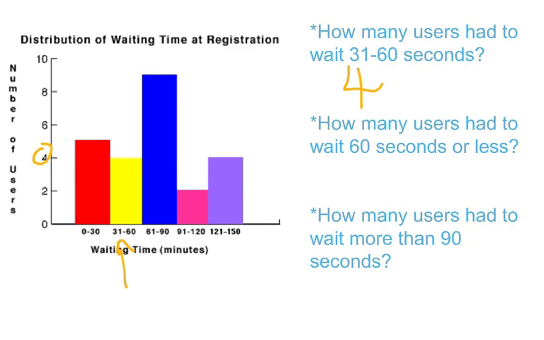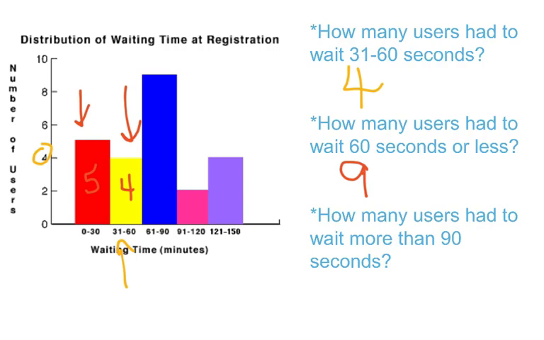31 to 60 seconds. Okay, the next question asks, how many users had to wait 60 seconds or less? That would mean that I'm going to include people in this bar and this bar, because that includes 60 seconds and less. So I have in this bar 4 and in this one 5. Okay, so 9 users had to wait 60 seconds or less.